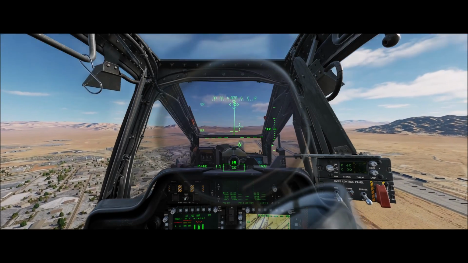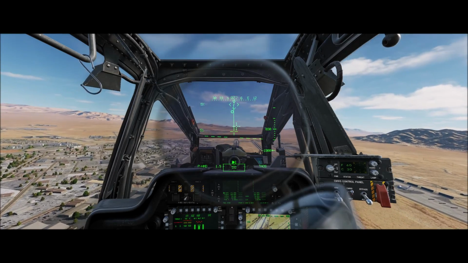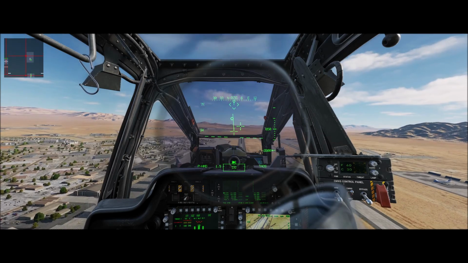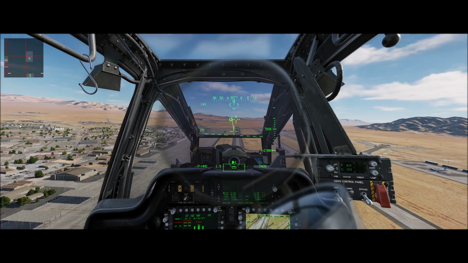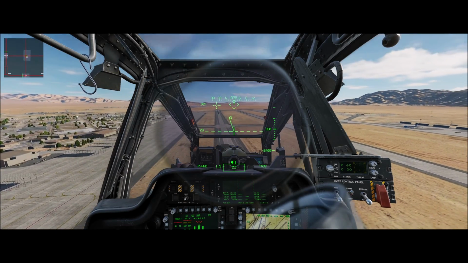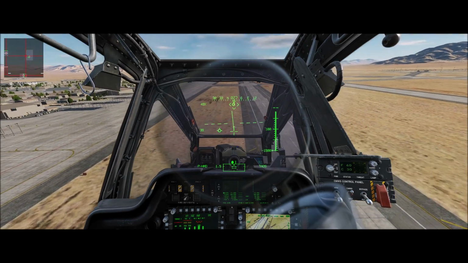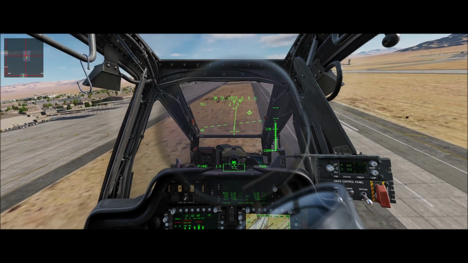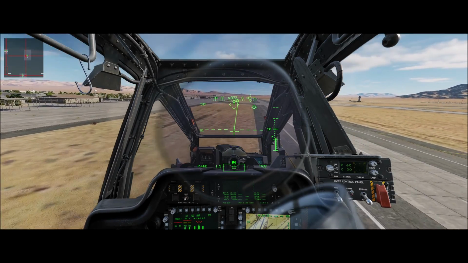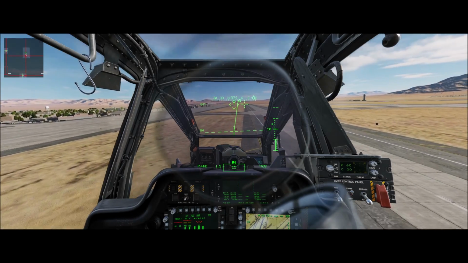So on our initial approach, we lower our collective, right pedal, half cyclic. Our sink rate's almost 3,000 feet a minute. We're at 500 feet, we realize something's not right. We increase our collective, nothing's happening, so nose the aircraft over. Build that airspeed up. Slowly increase your collective. And fly out of VRS.